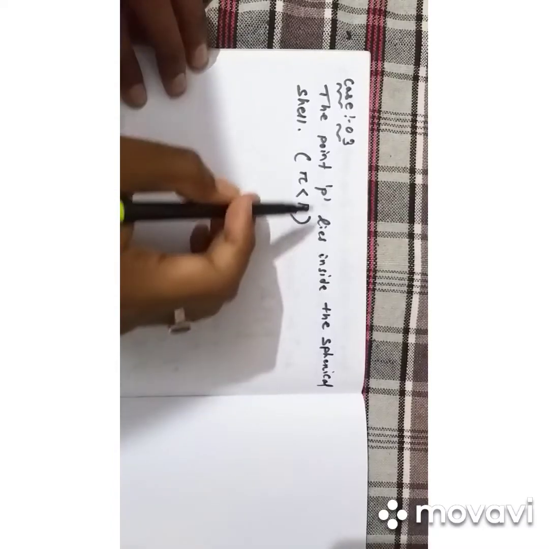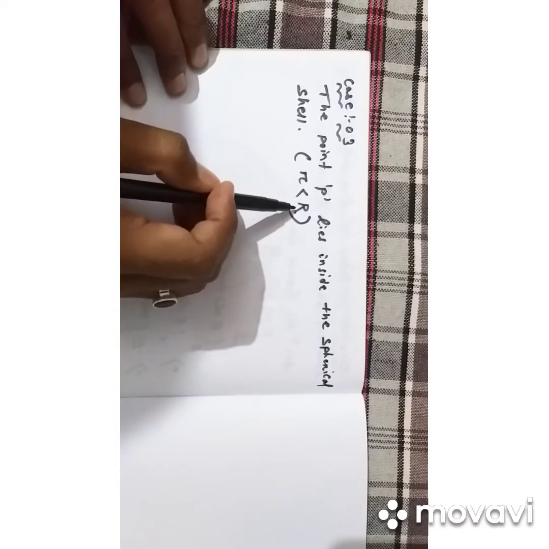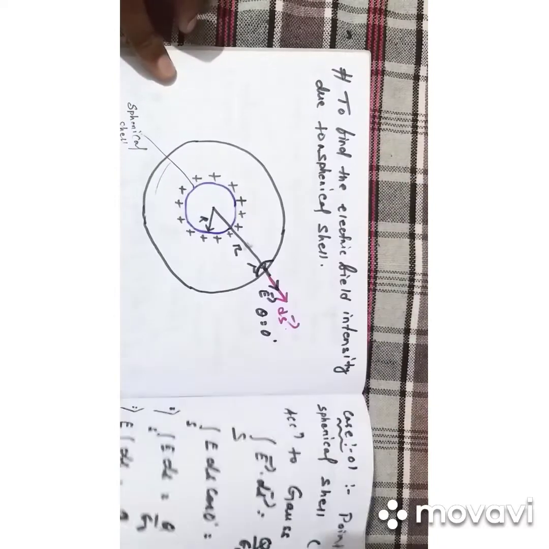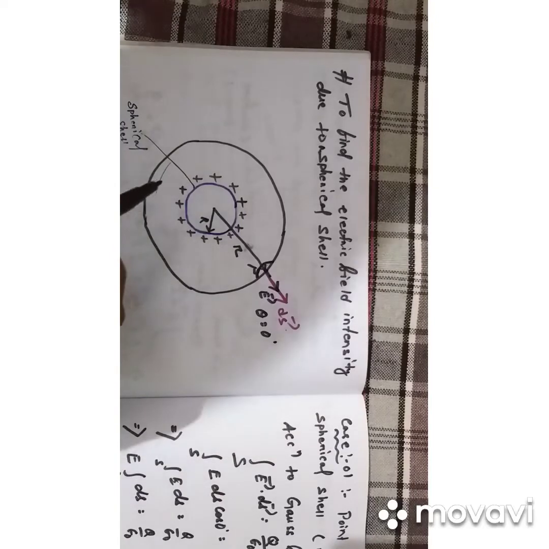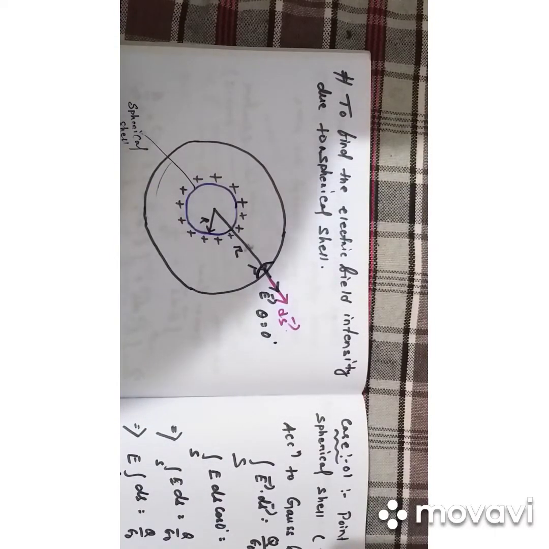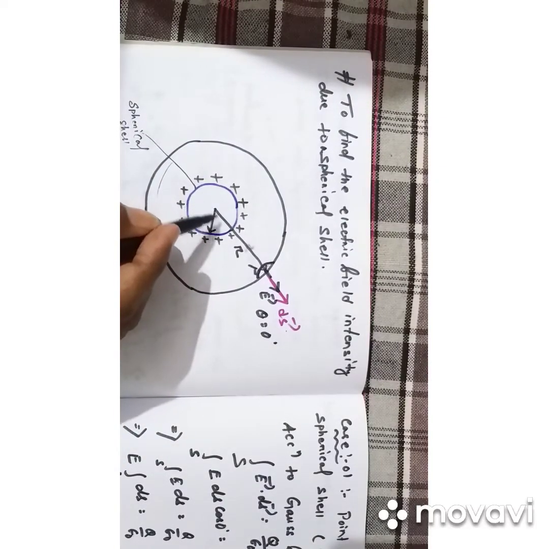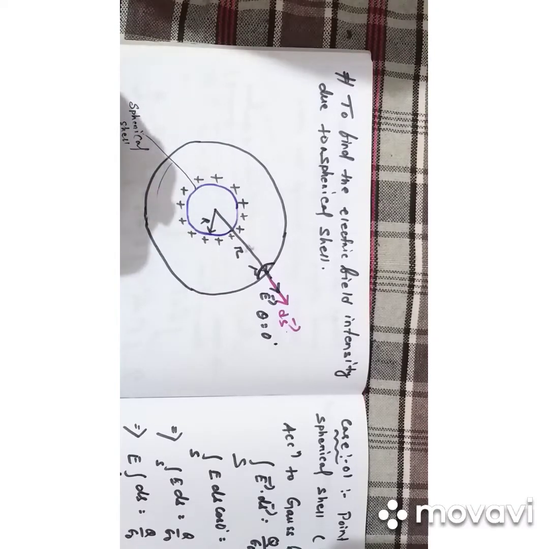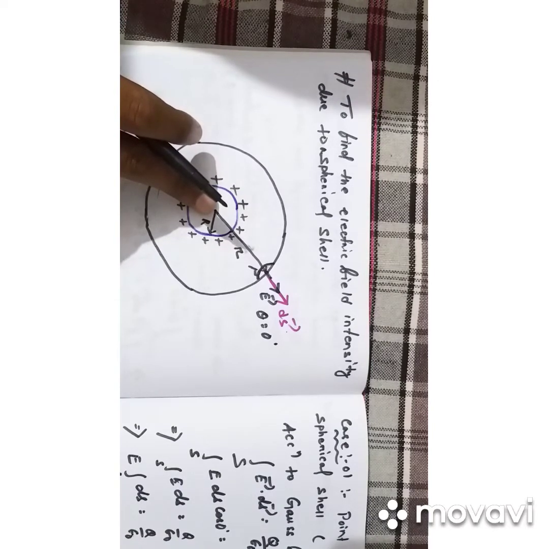Case 3. The point P lies inside the spherical shell, that is small r is less than capital R. You know, the spherical shell, where the charges are distributed on that surface, in that case there is no charge placed inside the spherical shell. That's why there is no electric field intensity inside the spherical shell. That I have already discussed in electric field lines.